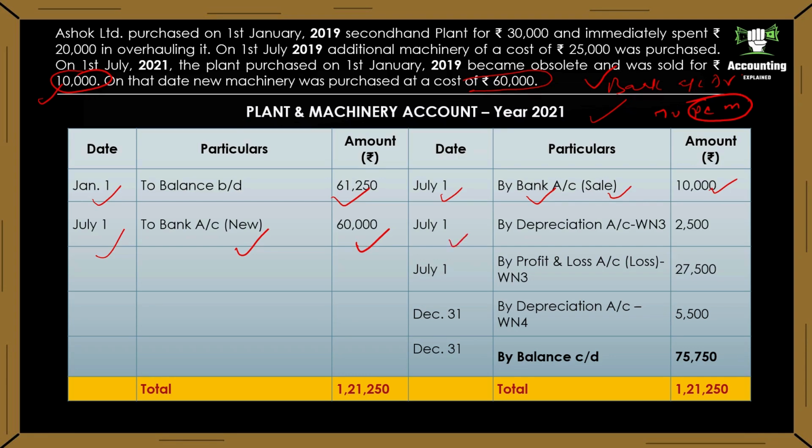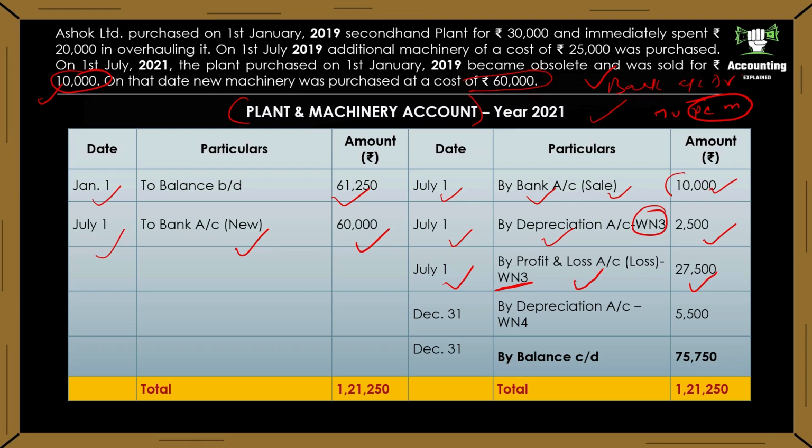Next, 1st July, by depreciation for 6 months on the 50,000 machinery which we calculated from working note 3, that is for the machinery sold, is 2,500. Next, loss on sale of machinery, that is also in working note 3. As I had told you, loss will be taken to the credit side of the plant and machinery account by profit and loss account, 27,500. You can refer to working note 3 for the calculation if you have any doubt.